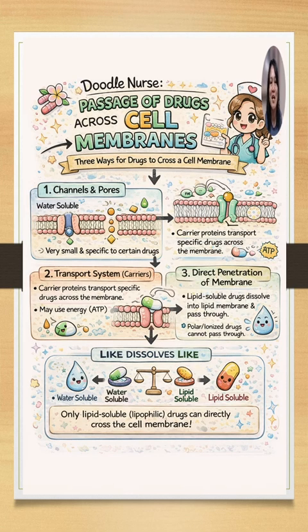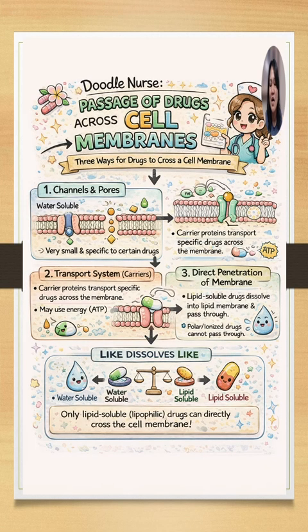And the third and most common method is the direct penetration of the membrane. In this process, lipid soluble drugs dissolve into the lipid layer of the cell membrane and pass through easily. On the other hand, polar or ionized drugs cannot cross this way, which limits their absorption. A key concept to remember is like dissolves like. So this means that lipid soluble drugs cross membranes more easily, while water soluble drugs have more difficulty.